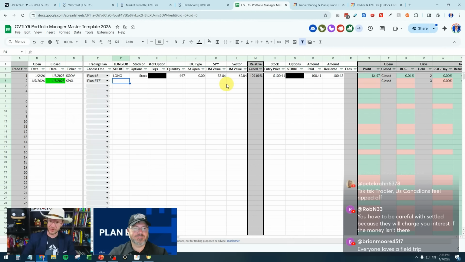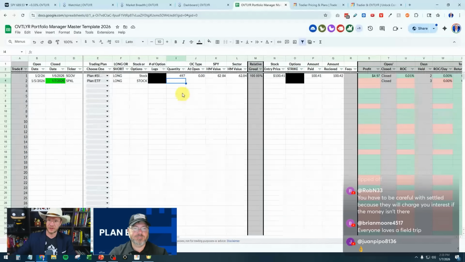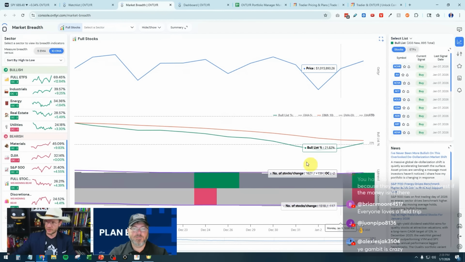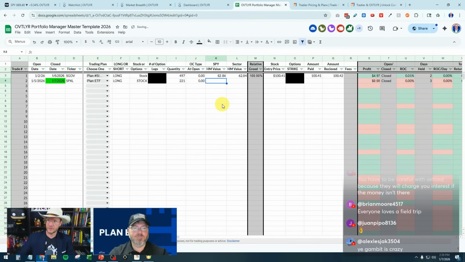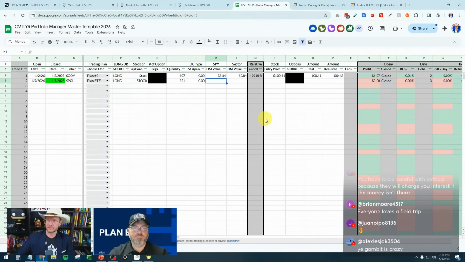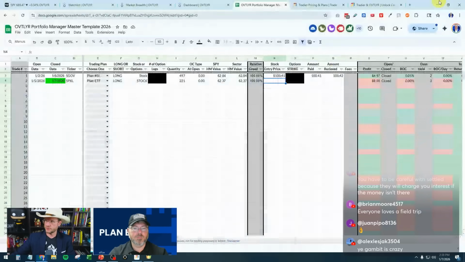So did we go long or short? We got long, stock. So it blacked that out. Now we're going to the quantity, 221. The OC type at open on Monday was what? 0 still. SPY heat map value on Monday. And again, you don't have to keep up with this. I like to, but you don't have to. 62.37. Same there. Stock entry price. So purchased SPXL at 226.22.